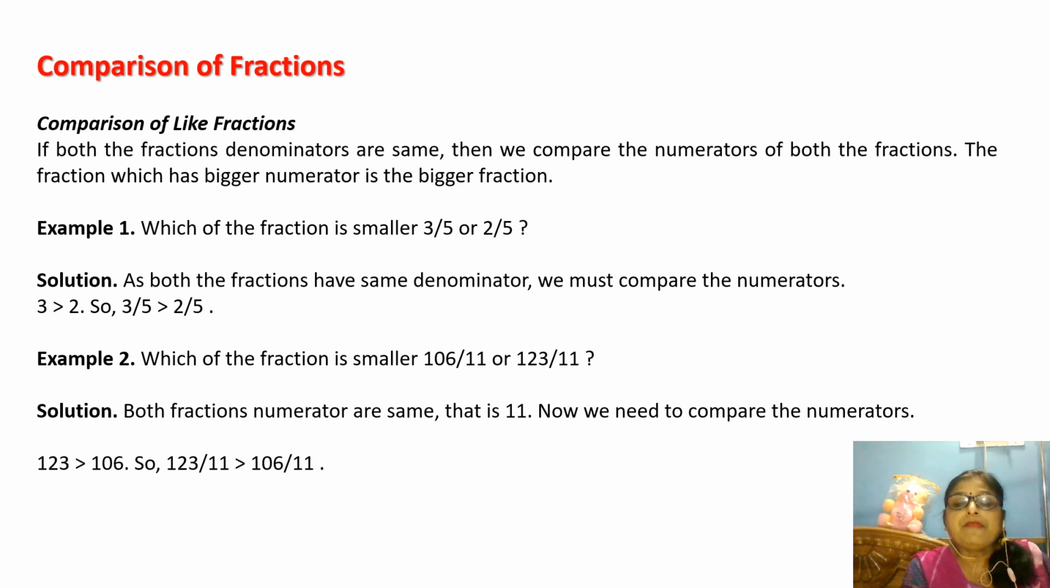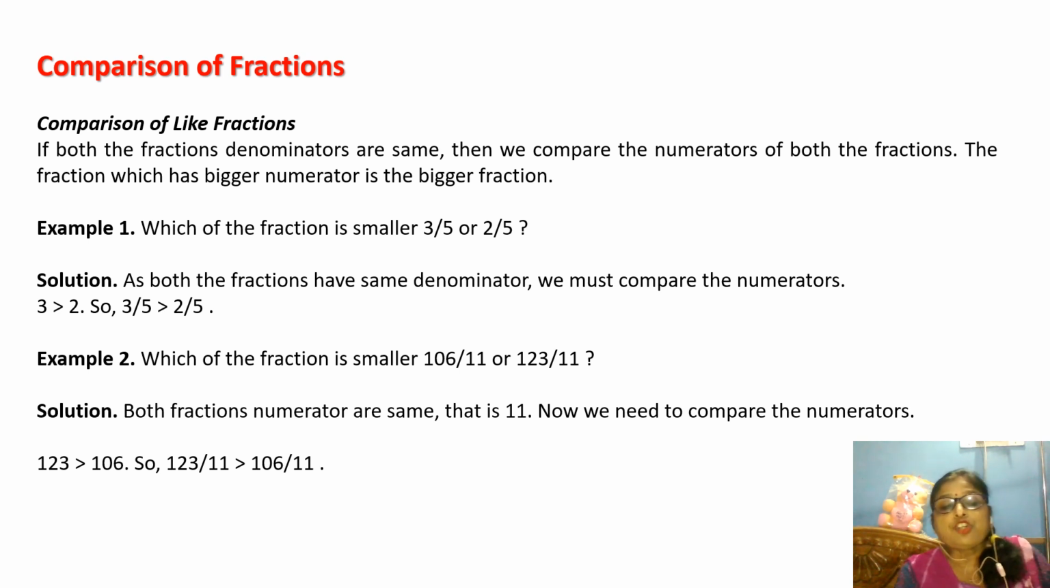Here 3 by 5, 2 by 5. So first you compare the numerator. Here 3 is greater than 2. So you can say that 3 by 5 is greater than 2 by 5 because here the denominator is same and you have compared the numerators, and numerator 3 is greater than 2. So you can say that 3 by 5 is greater than 2 by 5.